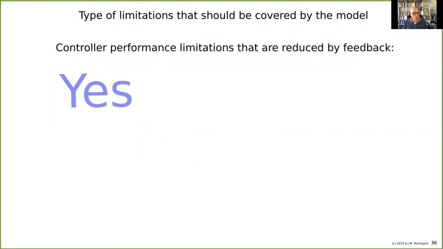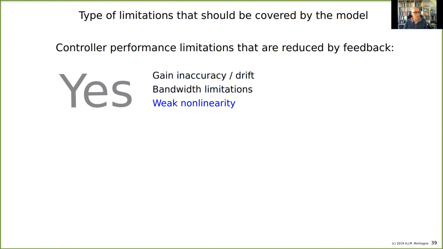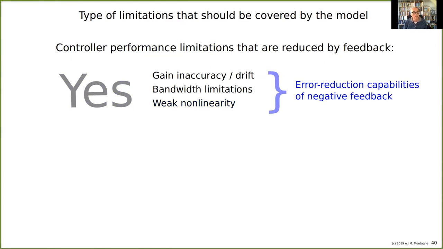So what can be reduced by feedback? Basically, what are the error reduction capabilities of negative feedback? Well, gain inaccuracy and drift of the gain, bandwidth limitations, and weak nonlinearity can be cured with negative feedback, because if the feedback network is linear, instantaneous, and accurate, the ideal gain will be linear, instantaneous, and accurate. And only the controller might contribute something, but if the controller gain is large, the contribution is not important, because then we have the ideal gain. So the error reduction capabilities of negative feedback are these performance aspects.